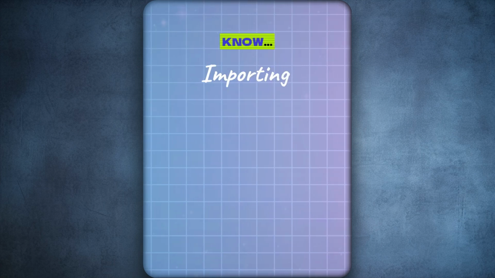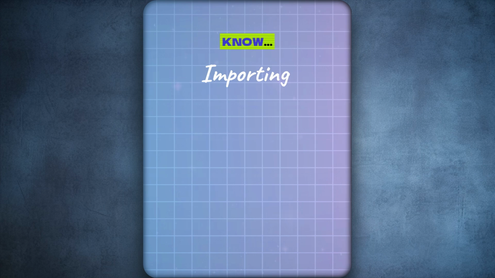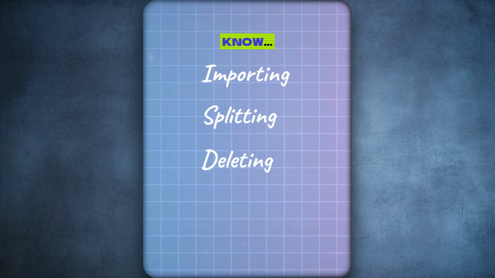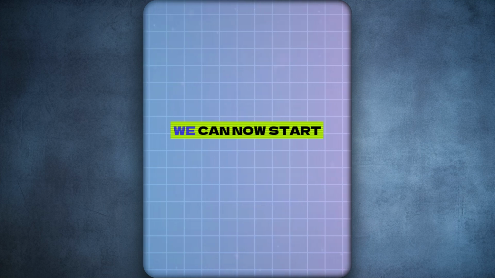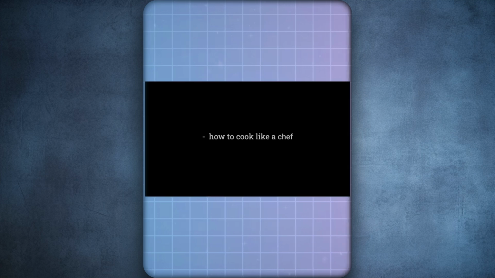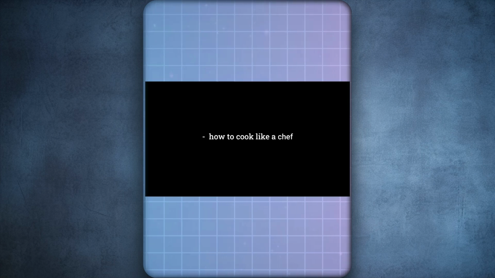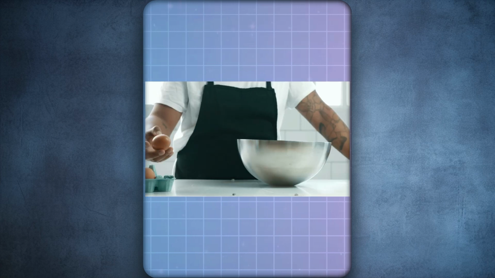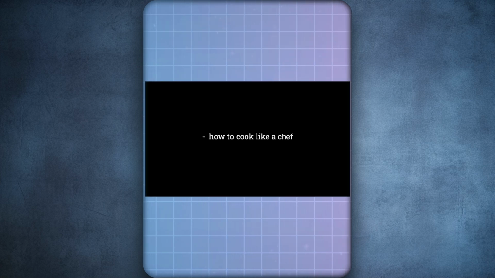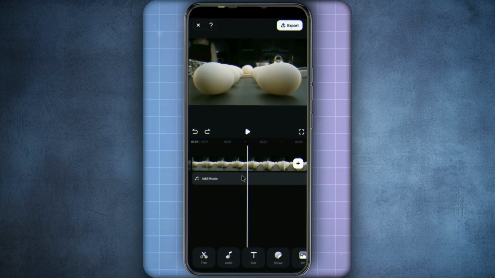Now that you know importing your video clips, splitting them, deleting them, moving them around, we can now start the editing. On the very starting of the video, you saw that there is a text informing the viewer of what is going on in the video. Well, this is how you add that text.